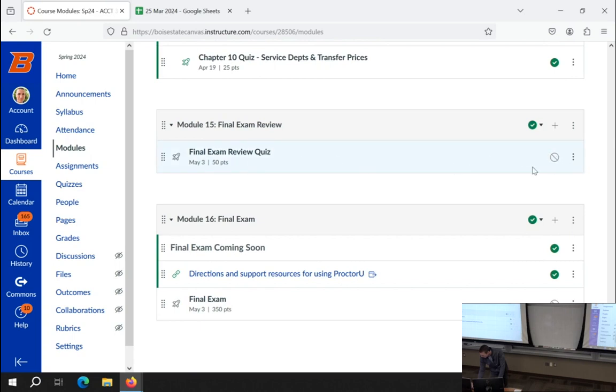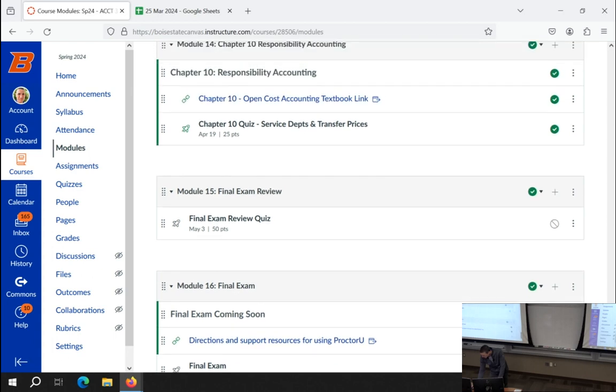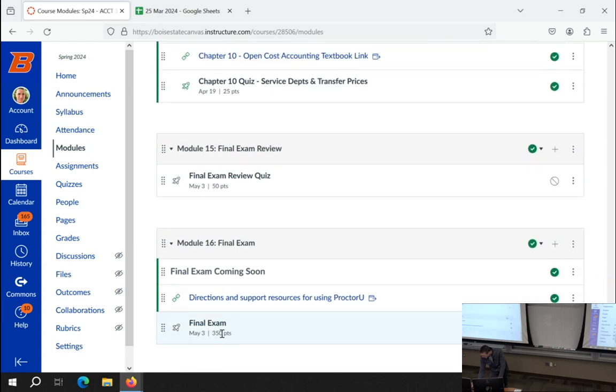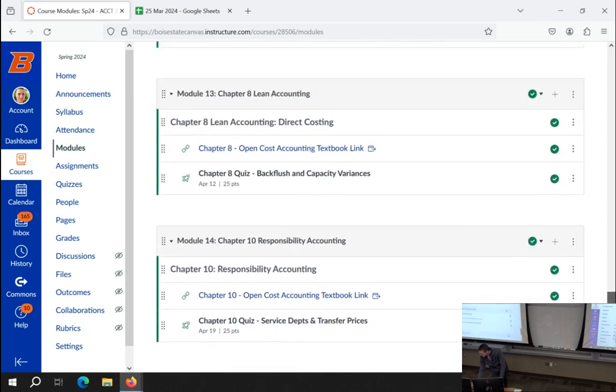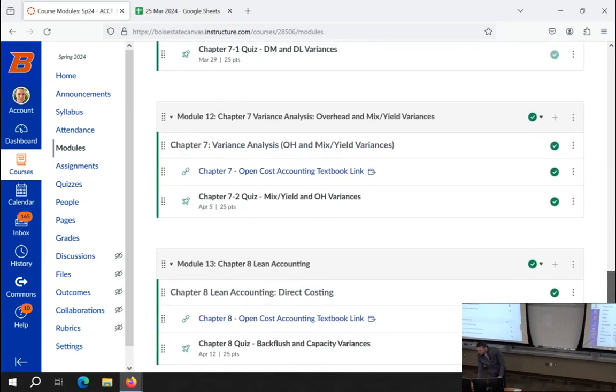And then after that, we've got our final exam review, which the quiz is not available yet. That says it's not available to you yet. And the final exam, again, it's not available to you yet. Those will be available soon. That number is probably off. If that disagrees with the syllabus, trust the syllabus. That should be 200. Don't freak out. It said 350. When I get it fixed and published, it'll be at the appropriate 200.